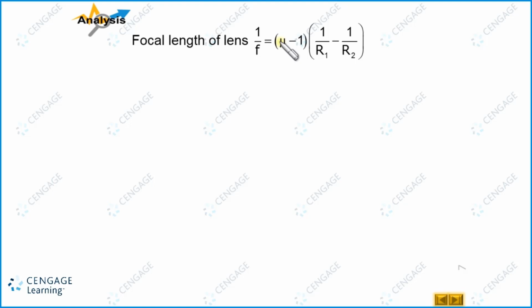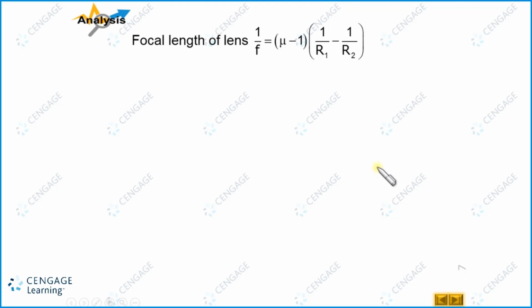If the lens is placed in air, we can write mu equal to the refractive index of the medium divided by 1. That means mu equals the refractive index of the material of the lens, right? Because we are considering the lens placed in air. First of all, let us find the focal length of the uncut lens in terms of its radius of curvature.